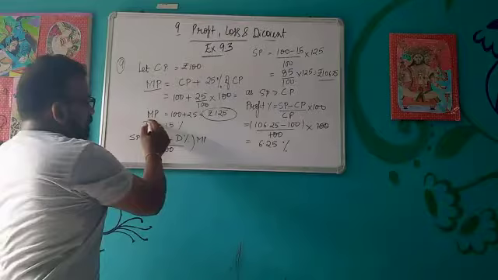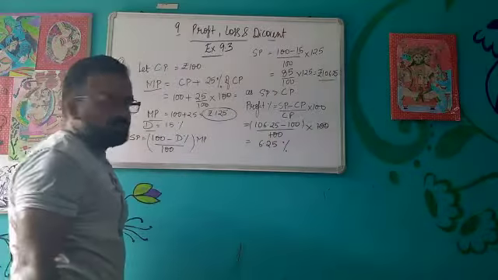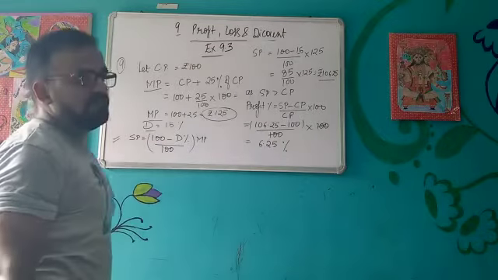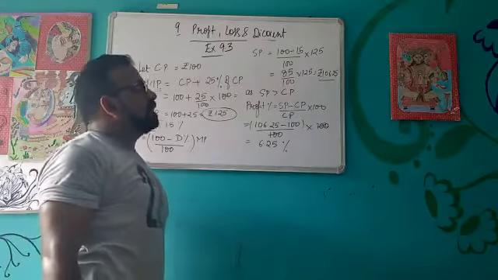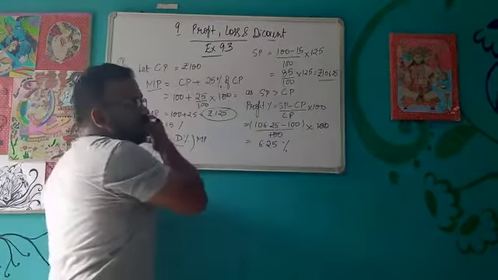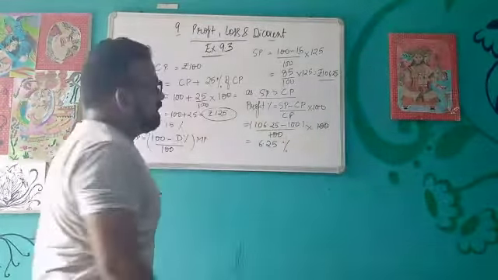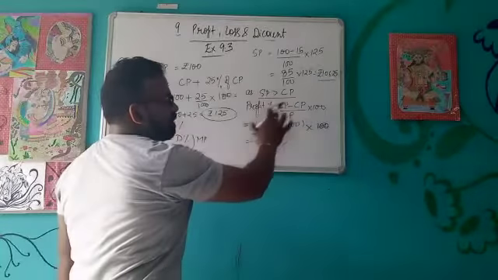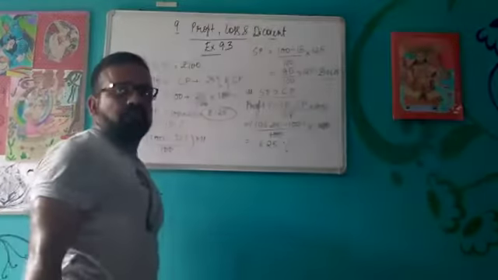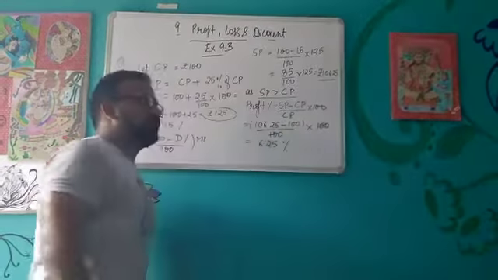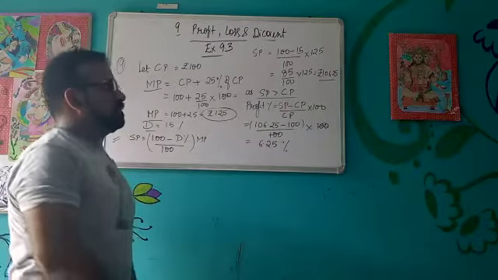Now discount was there and marked price was there. So I have calculated the selling price using the given discount percent and marked price. Then after getting the selling price, I have compared selling price with cost price. Since selling price was greater than the cost price, definitely it is the profit. So again, I have calculated the profit percentage by using the formulas that we have used previously.